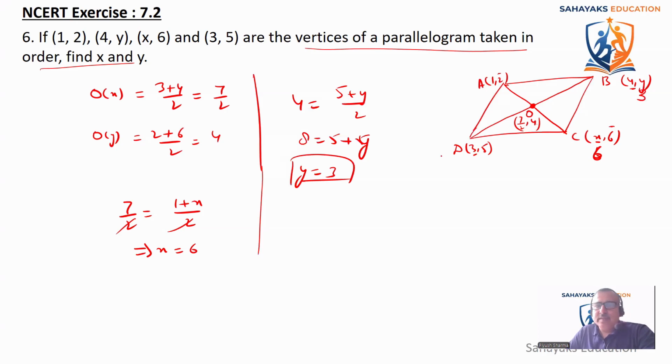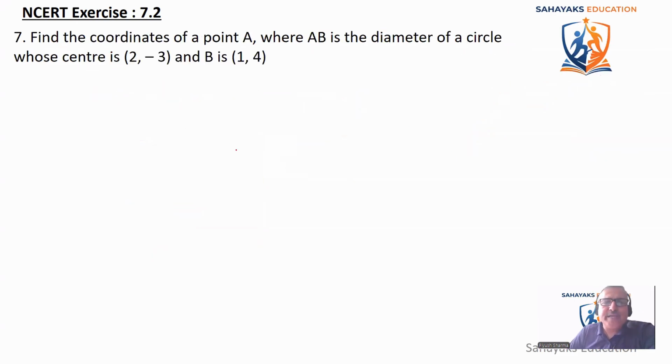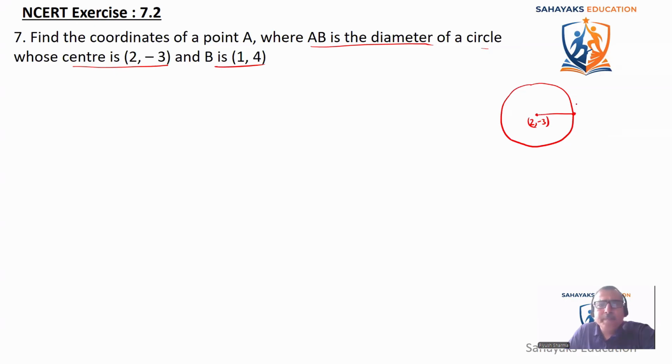Okay, coming to the next question, it says find the coordinates of the point A, where AB is the diameter of the circle whose center is 2, -3 and B is 1, 4. Let's make a magical circle here. This is the center, and the center is 2, -3. They have given a point B here, which is 1, 4.